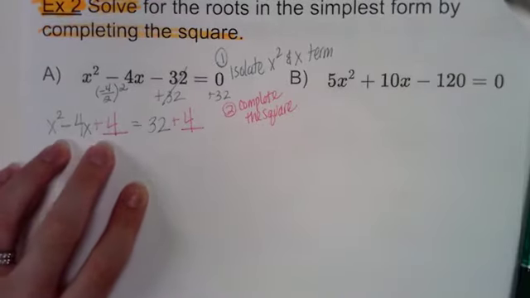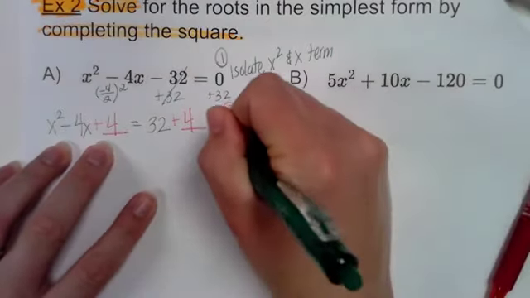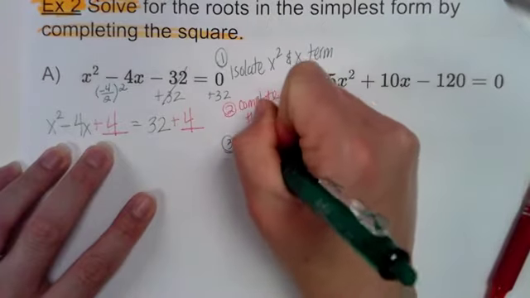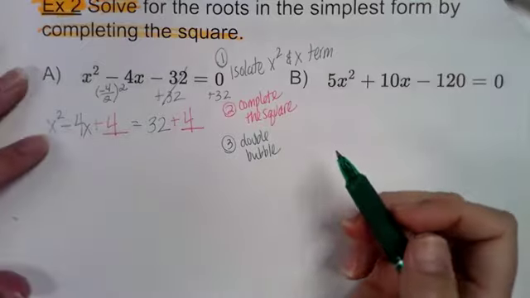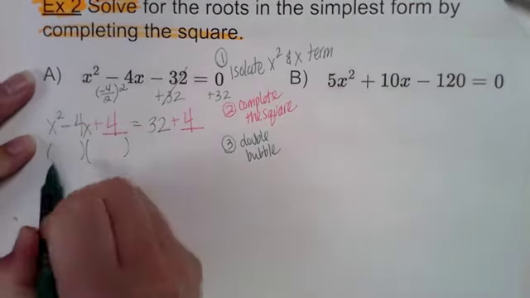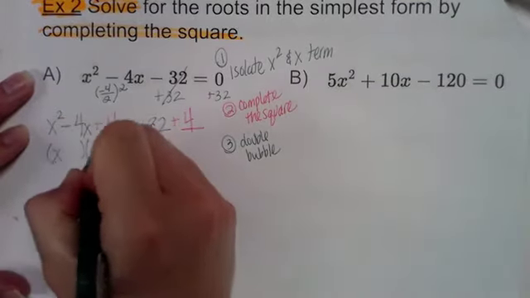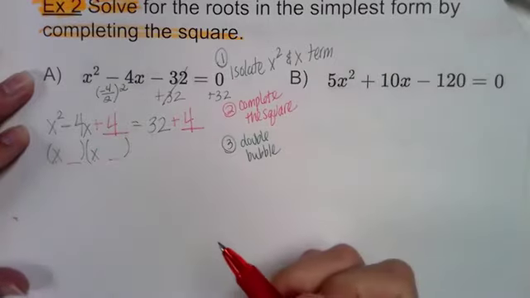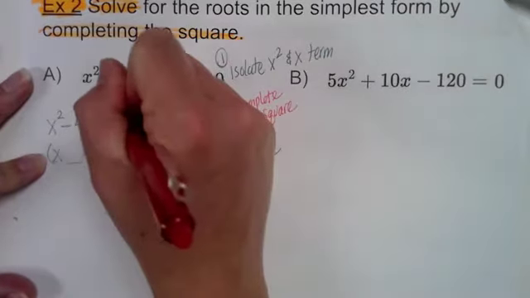On this left-hand side now, we have a trinomial. Third step. What do you suppose we can do with a trinomial? Factor it. Double bubble. This is why we had to learn how to double bubble. This factors. What times what is x squared? x times x. And then what times what is positive 4? 2 times 2 or negative 2 times negative 2. And that's what we want.